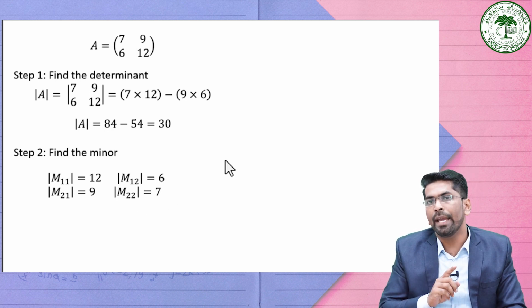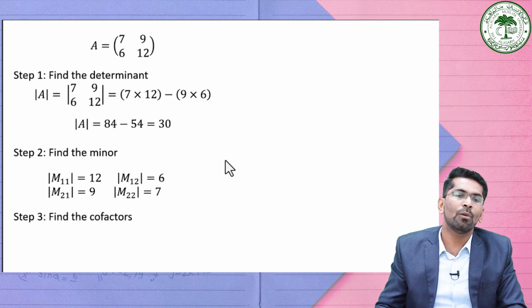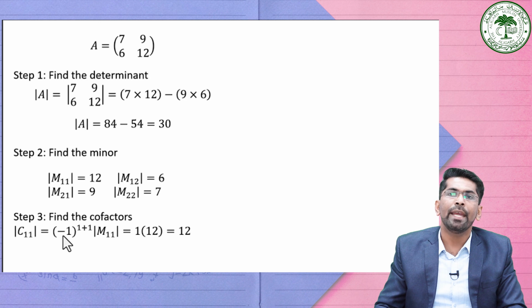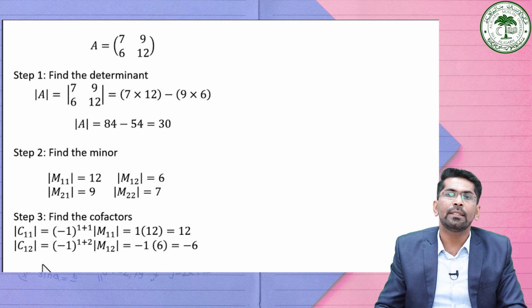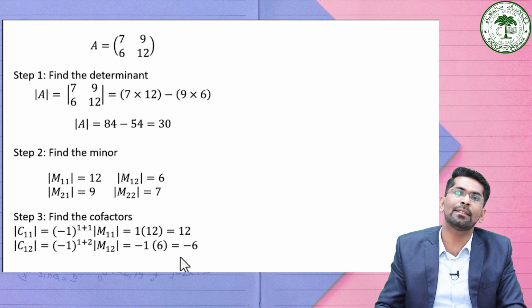After calculating the minors, we are going to calculate the cofactors. How to find the cofactors? C11 is equal to minus 1 raised to the power 1 plus 1 into the minor. So minus 1 squared, which is equal to 1, into the first minor, which is 12. So 1 into 12 is equal to 12. Similarly, we can find the second cofactor, that is C12, which is minus 1 raised to the power 1 plus 2 into the second minor, which is equal to 6. So minus 1 cubed, which is equal to minus 1, into 6 is equal to minus 6.